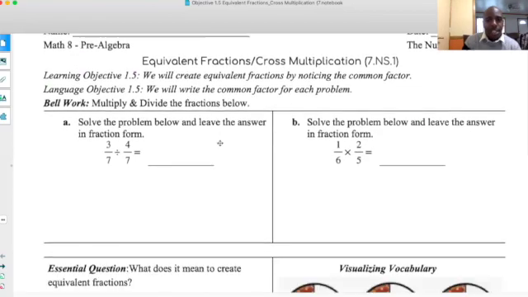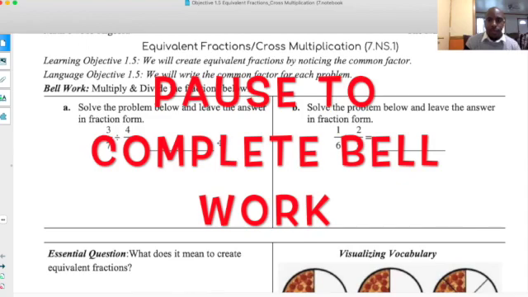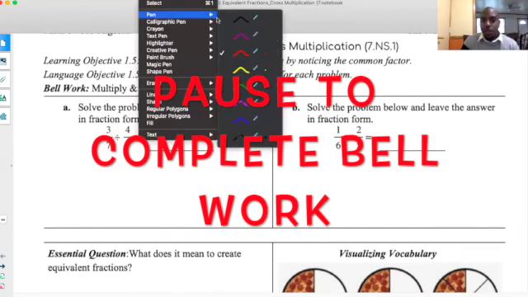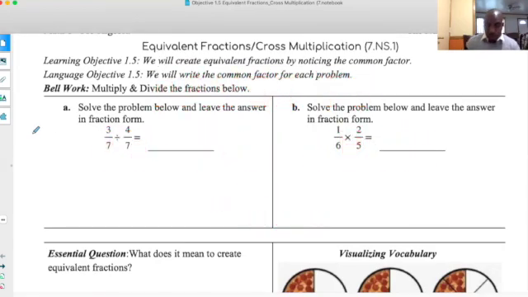All right. As is customary for us throughout every lesson, you're given bell work. Take a moment to pause the video right now to see if you can complete this bell work. It says multiply and divide the fractions below. This is a good time to pause the video. All right, so I'm hoping that you had a chance to pause the video and to reflect and think about what you need to do to solve both of these problems. Now, I'm not going to give you all the step-by-step guide for them, but I will show you a quick snapshot of what you should have done.